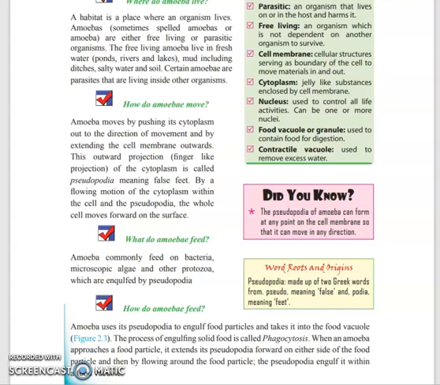Hey guys, on today's video we'll be continuing from the previous video, which was about some characteristics of amoeba, and now we're going to continue on how amoeba feed. How do amoeba feed? Amoeba uses its cytopodia to engulf food particles and takes it into the food vacuole.